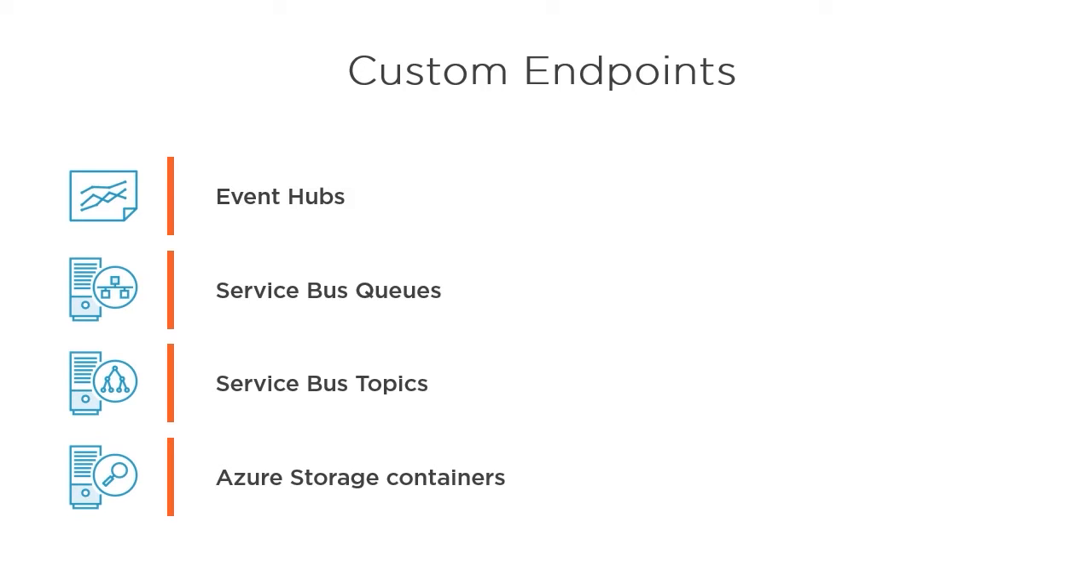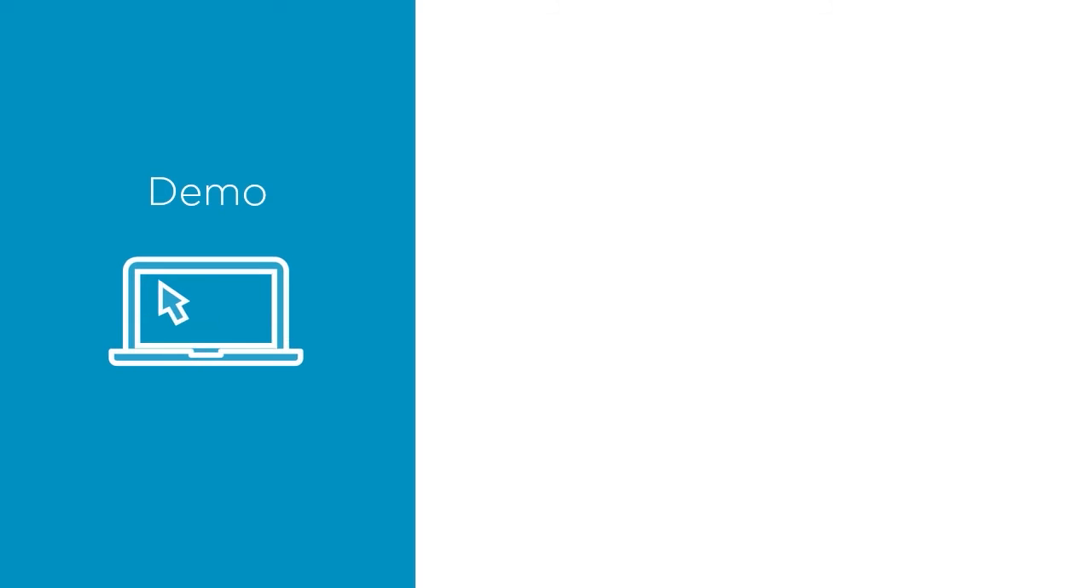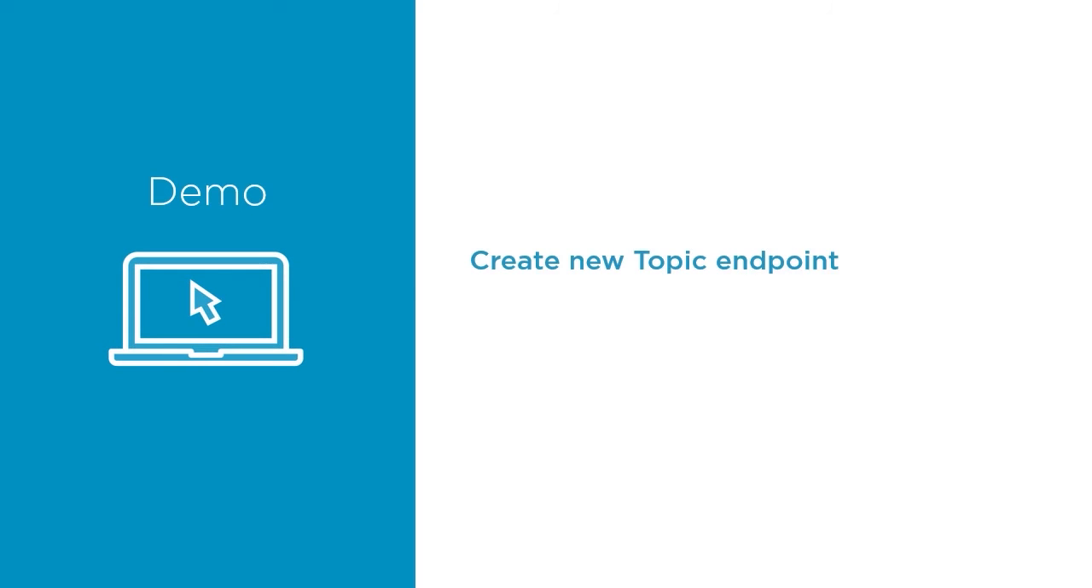In the next section, we will demo using a custom endpoint. In this section, we will create an endpoint for a Service Bus topic. We will use it to create a route for the humidity data. Let's get started.